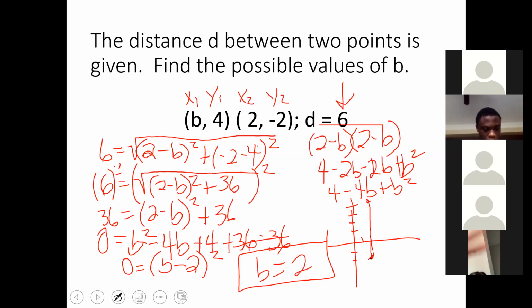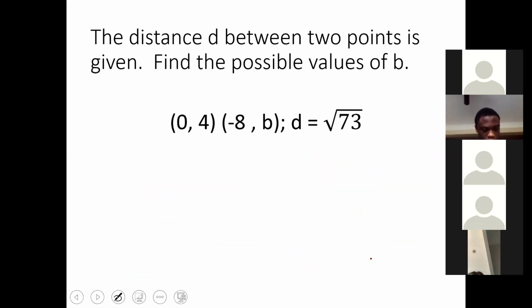All right. Let's try another one. What about one that has something that looks like this? Square root of 73. Well, we still do it the same. Is there any taker out there who would like to try this one?